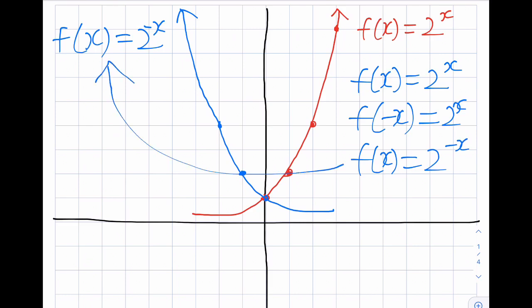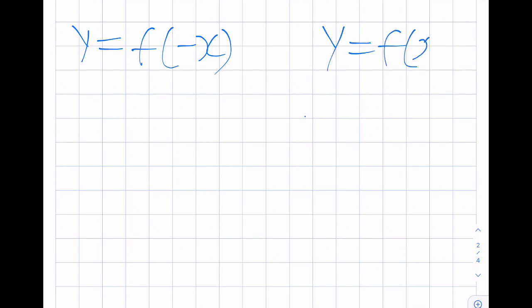this one right here. So basically, when we put a negative sign in front of x, we will reflect that function in the y-axis. So in general, the graph of y equals f of negative x is a reflection of the graph y equals f of x in the y-axis, because a negative is in front of the x now.